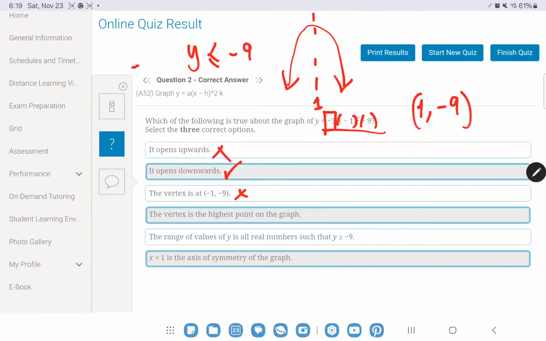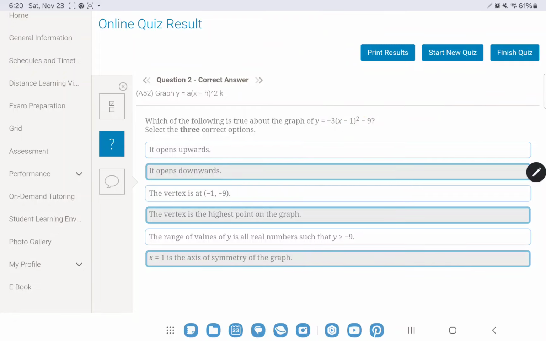Vertex, it's 1, negative 9, not negative 1, negative 9. So no. Vertex is the highest point on the graph? Yes, because since it's opening downwards, the range of values of y is all real numbers greater than? No. And this is wrong. X equals 1 is the axis of symmetry? Yes, it is. And that's it. Now let's move on.